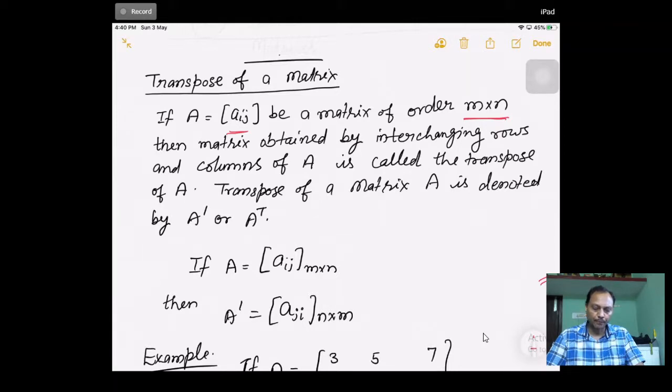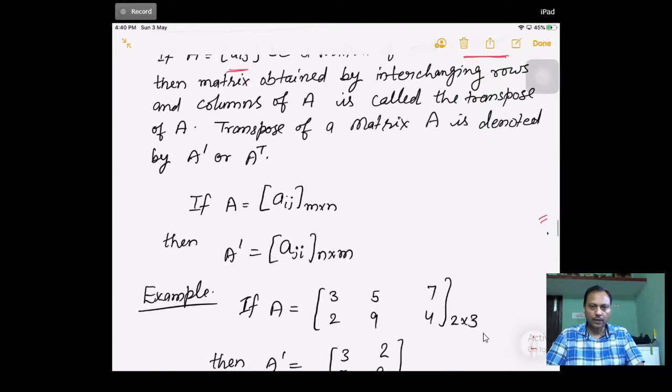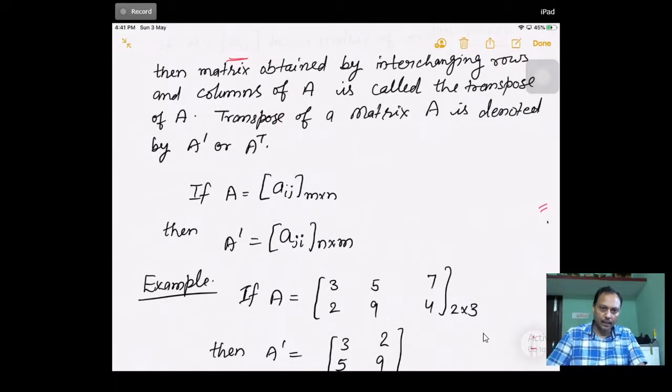Transpose of A. Now we can represent that if A equals a ij of order m by n, then the transpose of that matrix, A prime, equals a ji of order n by m. It means the rows and columns are interchanged. So the number of rows becomes the number of columns, and the number of columns becomes the number of rows. So the order is also reversed here.